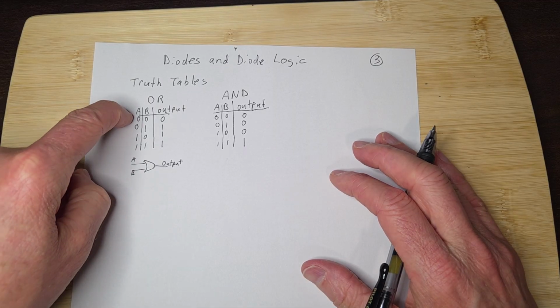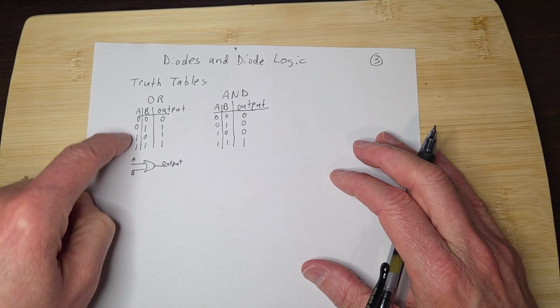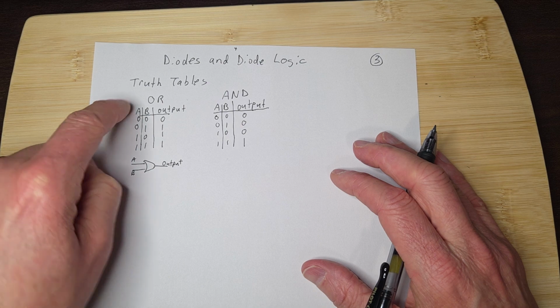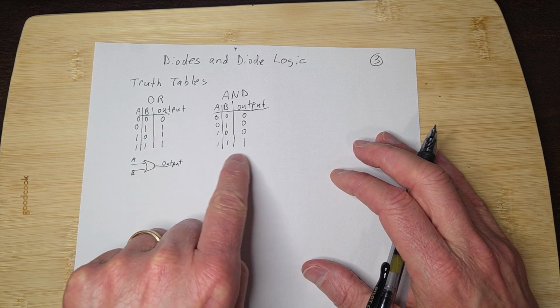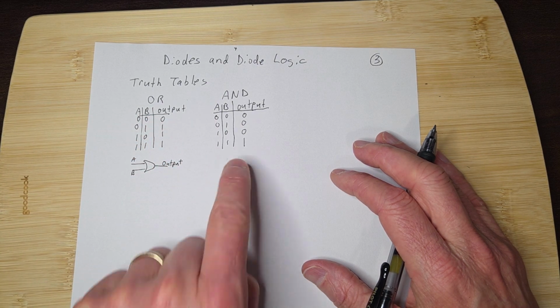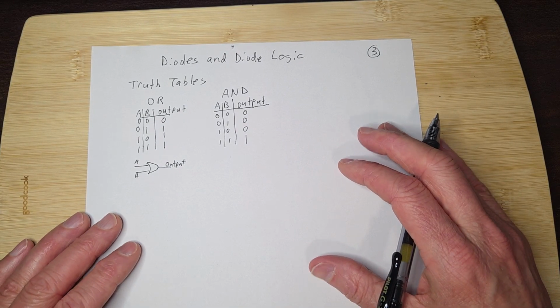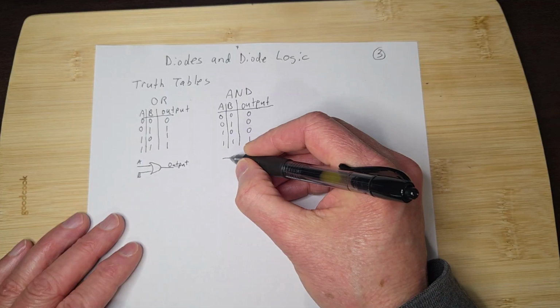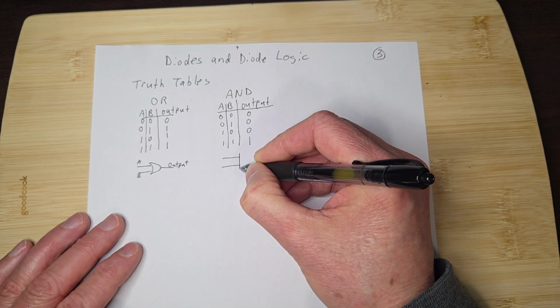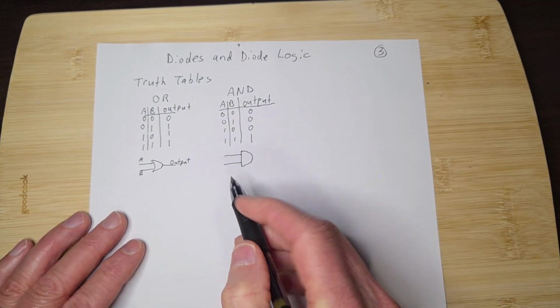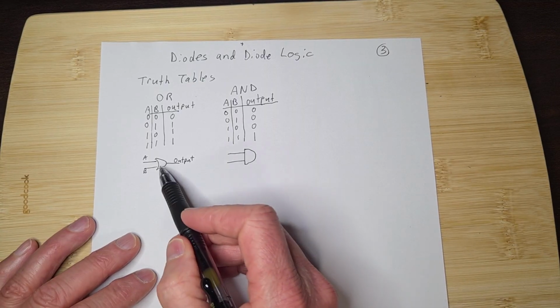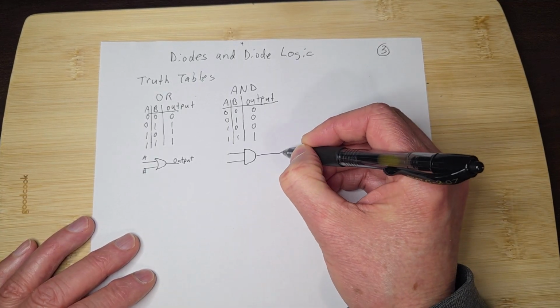And the OR gate is on all the time except for 0. And the AND gate is only 1 when you have 2 1s. So that would be your AND gate. And the AND gate looks like this. Just notice the difference here. That's straight and that's curved. That's really the only difference you got to worry about there.